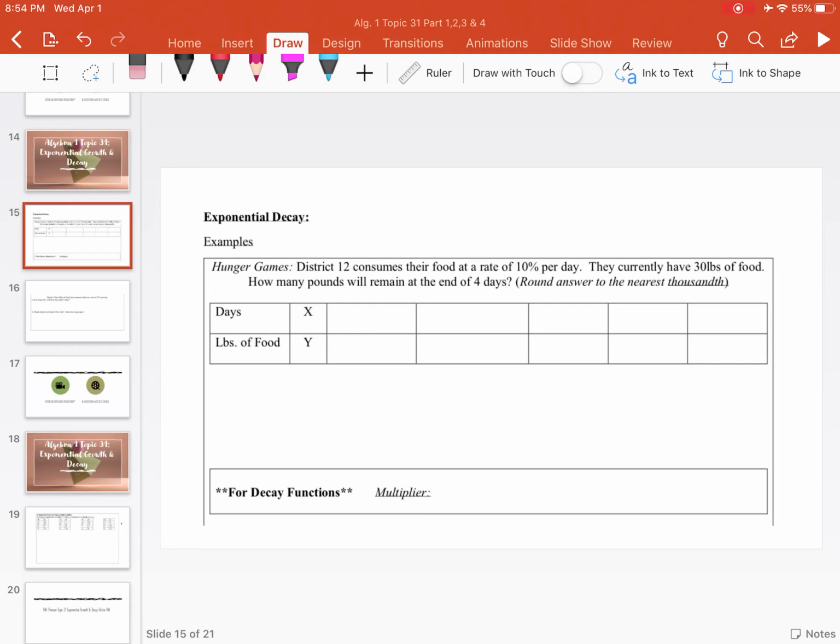The Hunger Games. So District 12, also known as Katniss and Peeta's district, consume their food at a rate of 10% per day. They currently have 30 pounds of food. How many pounds will remain at the end of 4 days? And we're asked to round our answer to the nearest thousandth. So we know that X represents our days and Y represents our pounds of food. So we're going to start with day 0 and then we're going to go all the way to day 4.